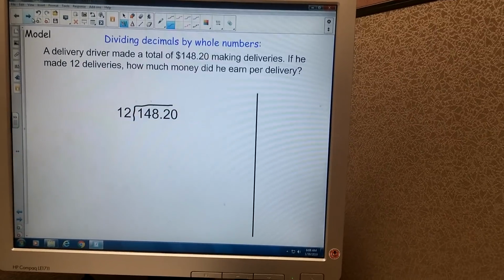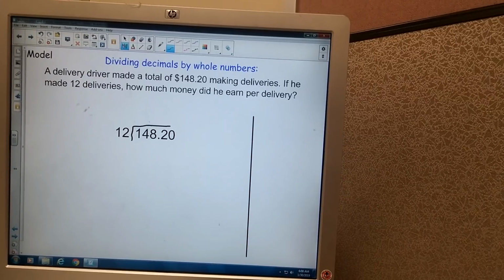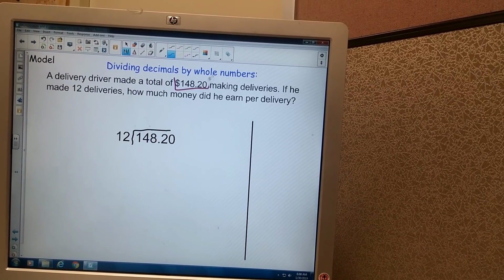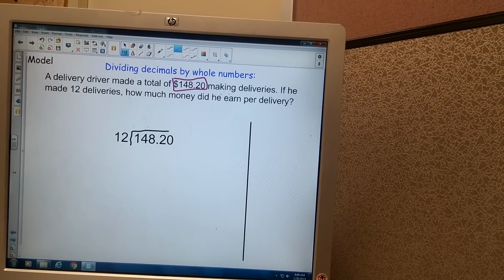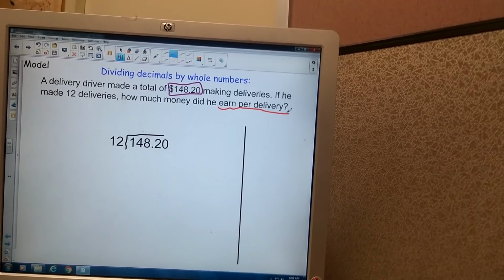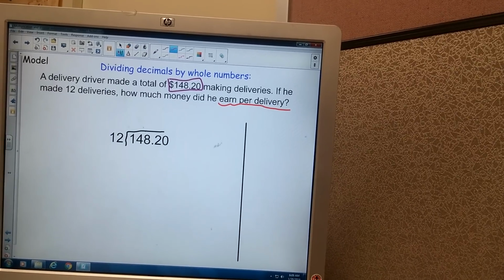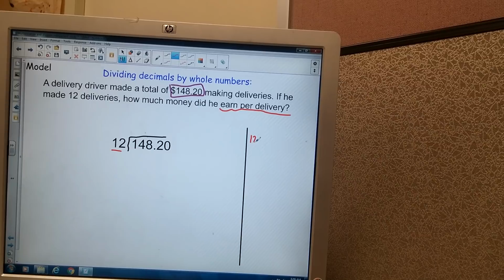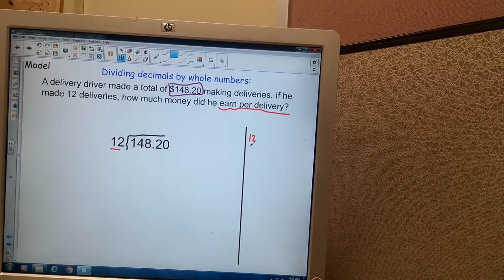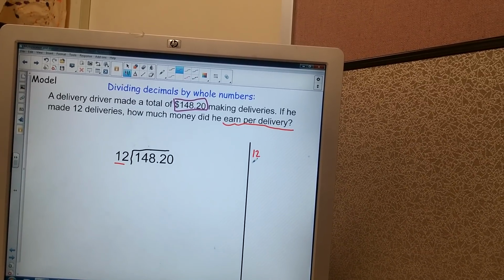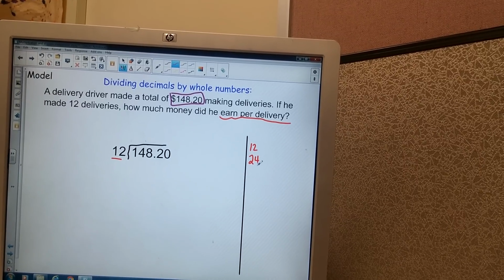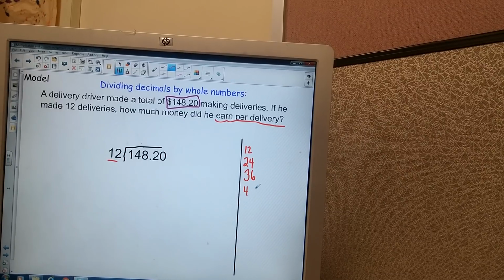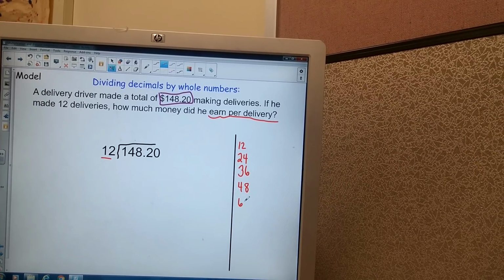Okay, we're going to take a look at another example, this time dividing by a 2-digit number. It says a delivery driver made a total of $148.20 making deliveries. He made 12 deliveries. How much did he earn per delivery? So for 1 delivery. First thing I'm going to do is we know we're splitting into 12. I'm going to go ahead and list some 12s that I know. 12, and if you're not sure about it, you can always add them up off to the side and go 12 plus 12, 24. But if you know your facts, it makes it a lot easier. 12 times 3 is 36, 12 times 4 is 48, 12 times 5 is 60.